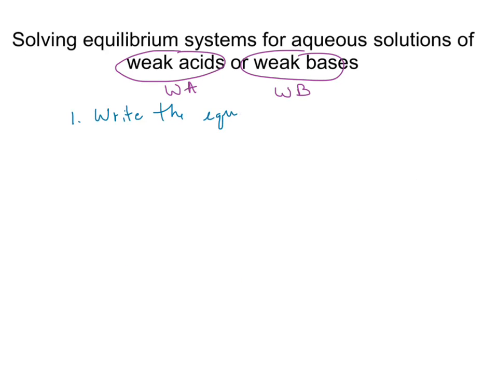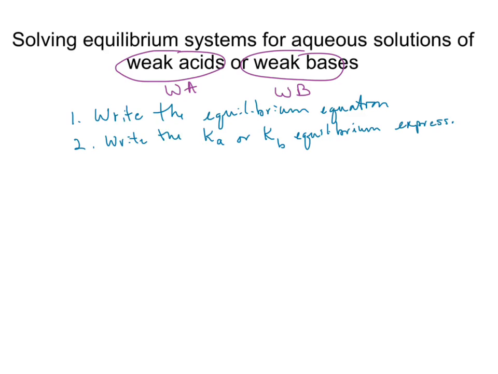Solving equilibrium systems, if you have a weak acid, so that's kind of what we had over here. We had actually this weak acid, and if we want to solve the system for what the hydrogen ion concentration is, here's what you got to do.